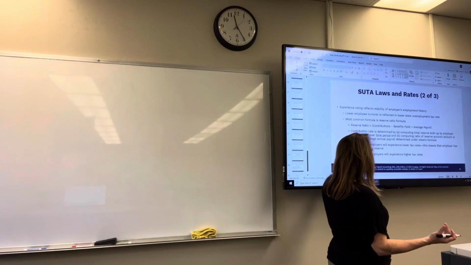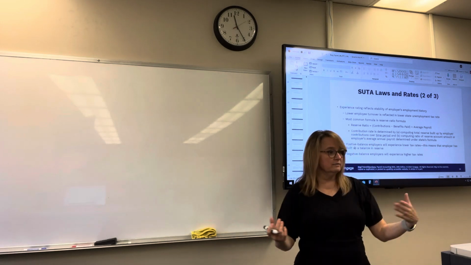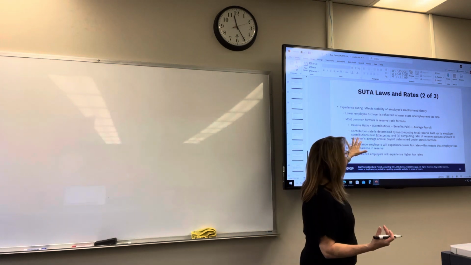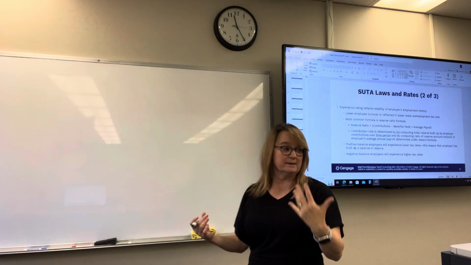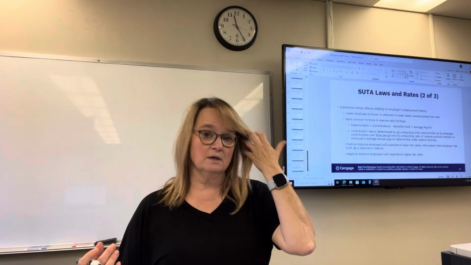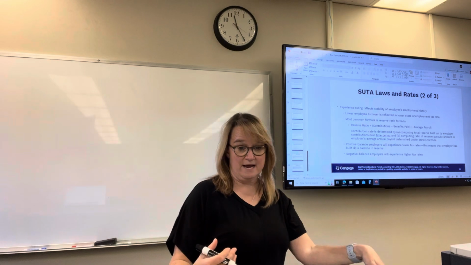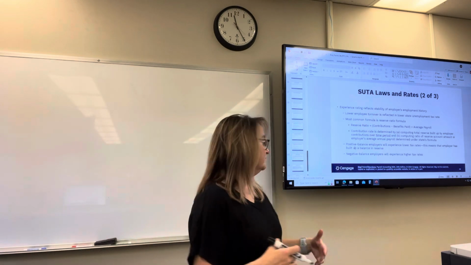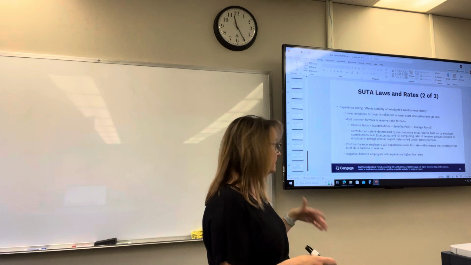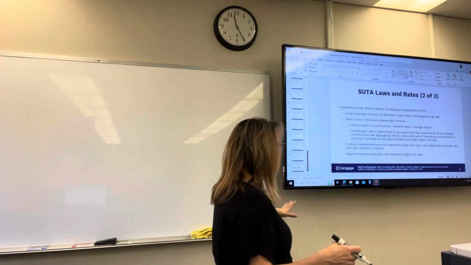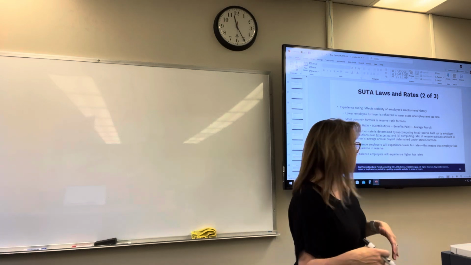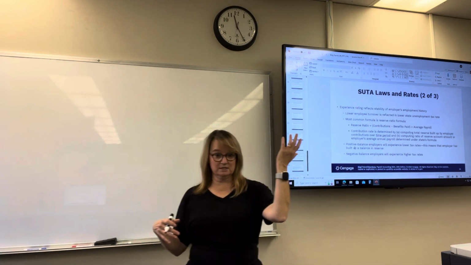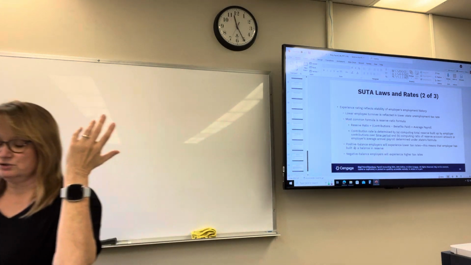If there's a positive balance in their account, so their contributions to the fund exceed their benefits paid, obviously that means they've got a surplus in there and their tax rate is going to go down for the next year. If the opposite is true and there's a negative balance, so benefits paid exceed contributions that have been received, then their tax rate is going to go up in the future. So that's kind of how that all shakes out.